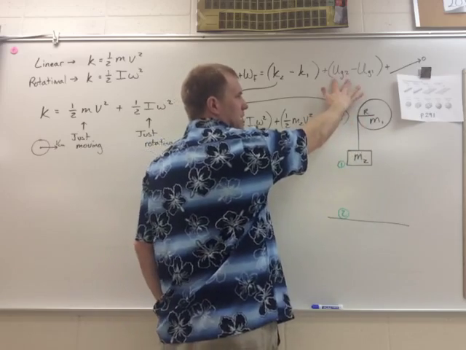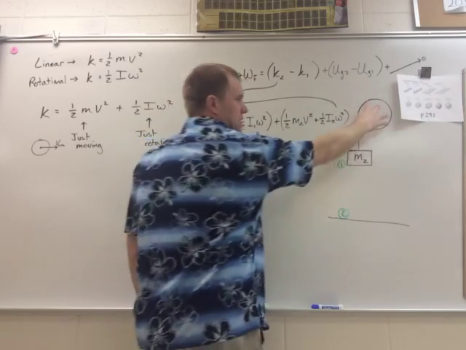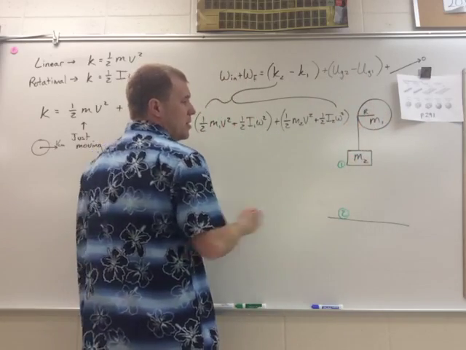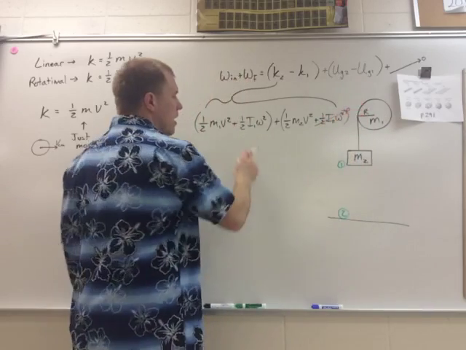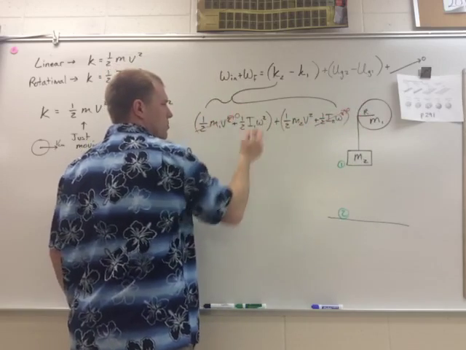Much the same as when I do potential, it would be the potential energy of this block and the potential energy of this disk and the potential energy of that block. All right, we're going to cross some stuff out. So our block is not rotating, so that whole thing goes away. Also, our disk is not moving linearly, so that goes away.